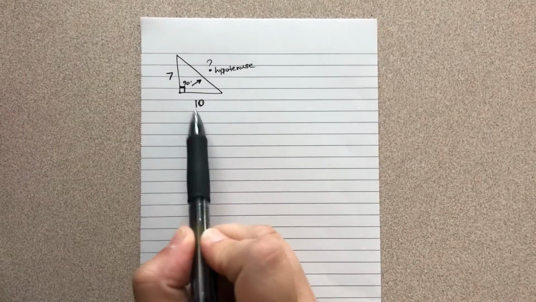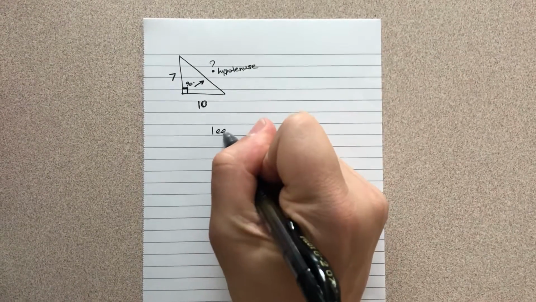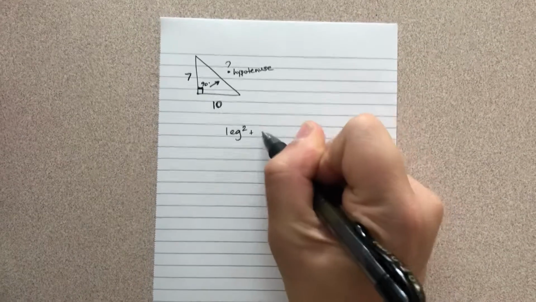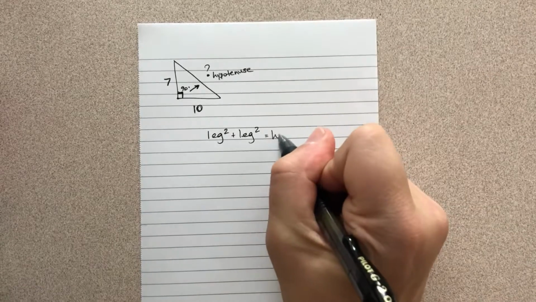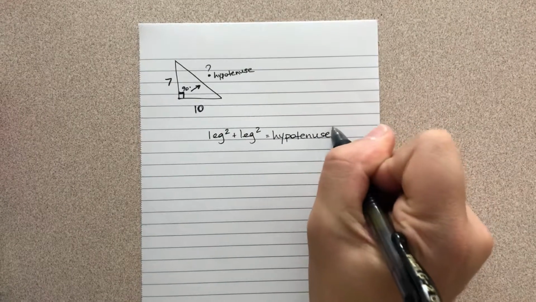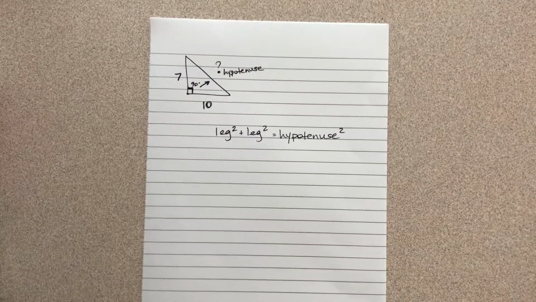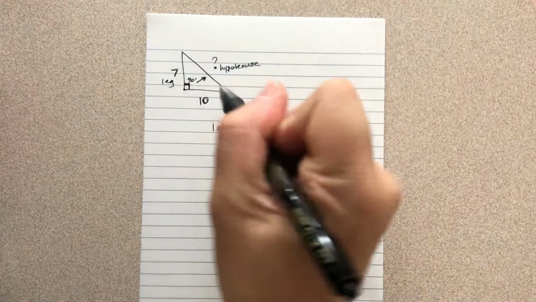So since we have two of the sides, we can use the Pythagorean theorem to find the third side. The Pythagorean theorem tells us that one of the legs squared plus the other leg squared, when we add those together, it will equal the hypotenuse squared. So if this is the hypotenuse, these are both legs.